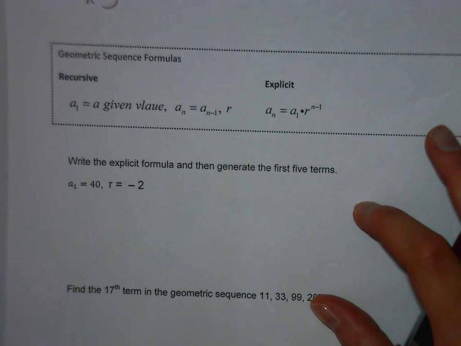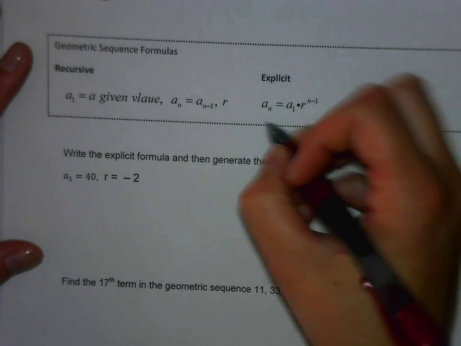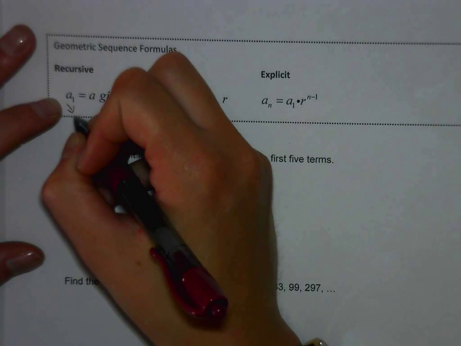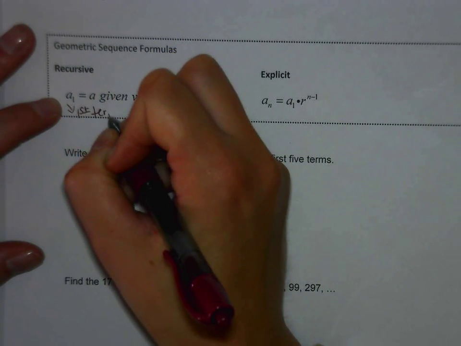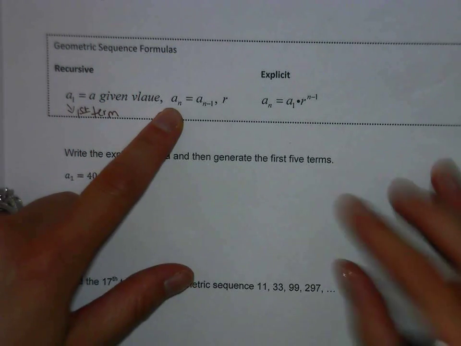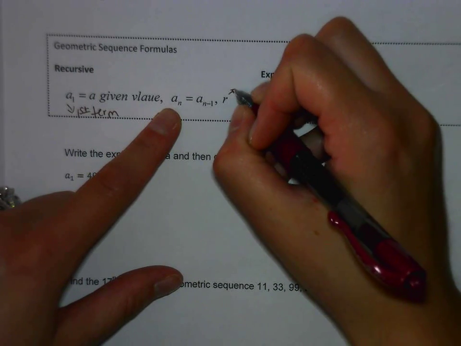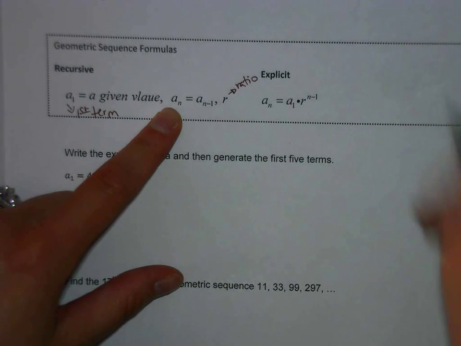Let's look at the formulas. We have our recursive and our explicit. A1 still stands for our first term. N stands for the number of the term we're looking for. And R is going to be our ratio. What's the common multiplier that's being multiplied?